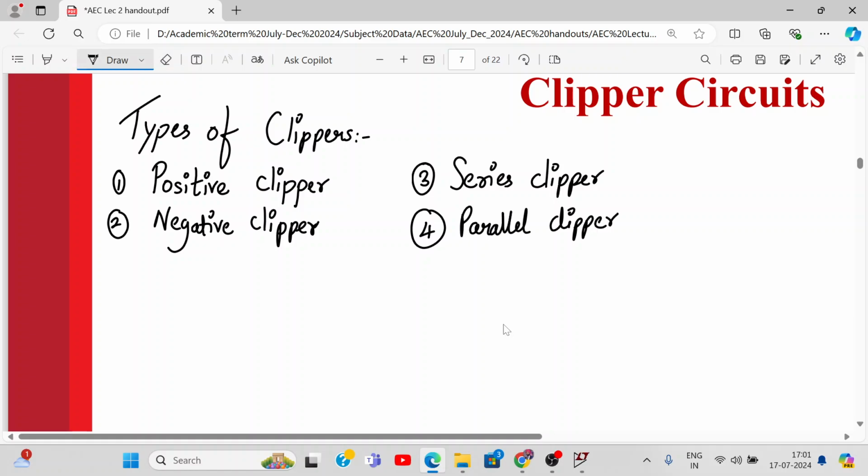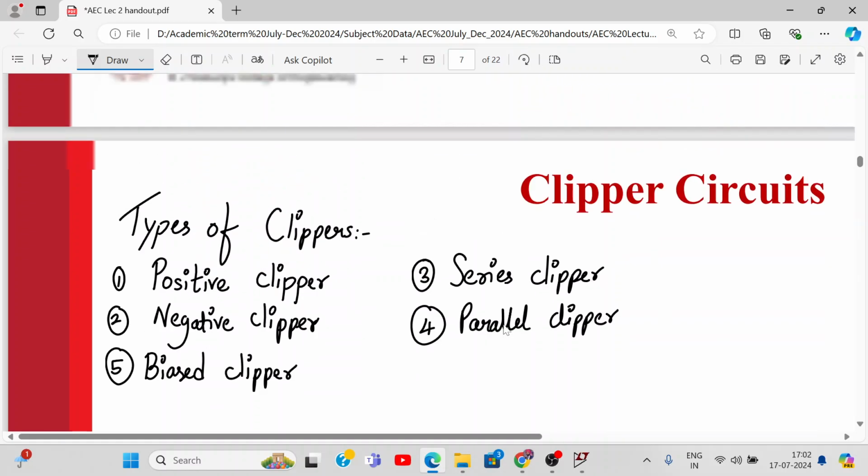And there is another type. If you add a battery to a circuit, let's say in a positive clipper or a negative clipper you connect an external DC battery, it is called a biased clipper. So you can have all the variations: positive bias clipper, negative bias clipper, series positive bias clipper. The bias voltage is added in series with the diode or a resistor to adjust the clipping level.